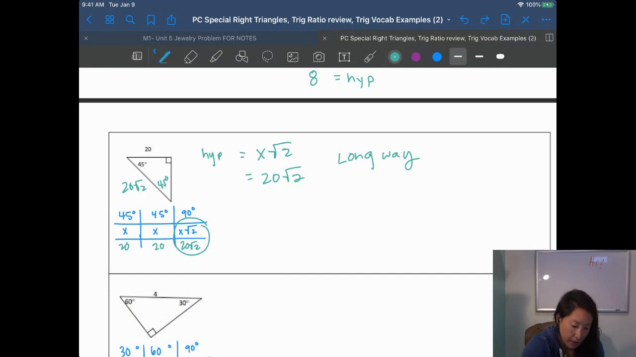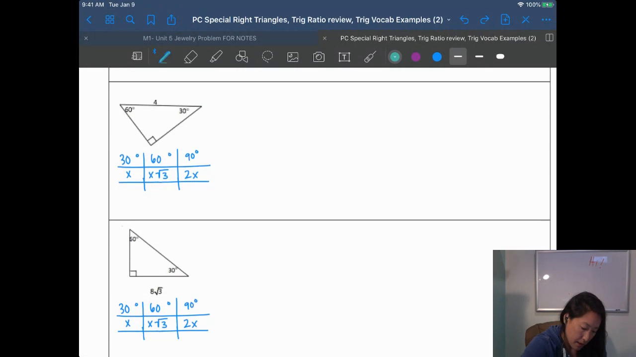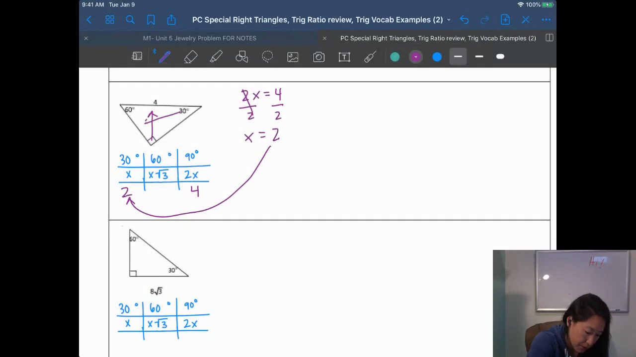This time we're going to change triangles, so 30, 60, 90 this time. So across from 90 is the length 4. So I'm going to start 2x is equal to 4, divided by 2. So x is equal to 2. So take that, and I now know the length across from 30 is 2. So how do I find the length across from 60? It is equal to x root 3, so 2 square root 3.